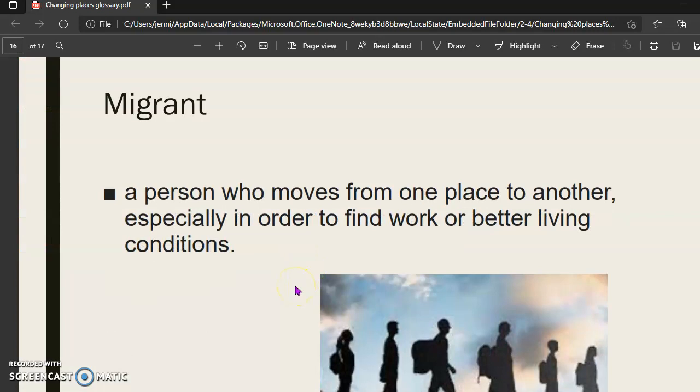Okay, last two here then. These two are sometimes used interchangeably, but they are different. So you've got migrant. That is a person who moves from one place to another, especially in order to find work or better living conditions, and it tends to be out of choice. So people tend to choose to migrate, although you can argue that if conditions are awful where you are coming from, then it's not much of a choice.